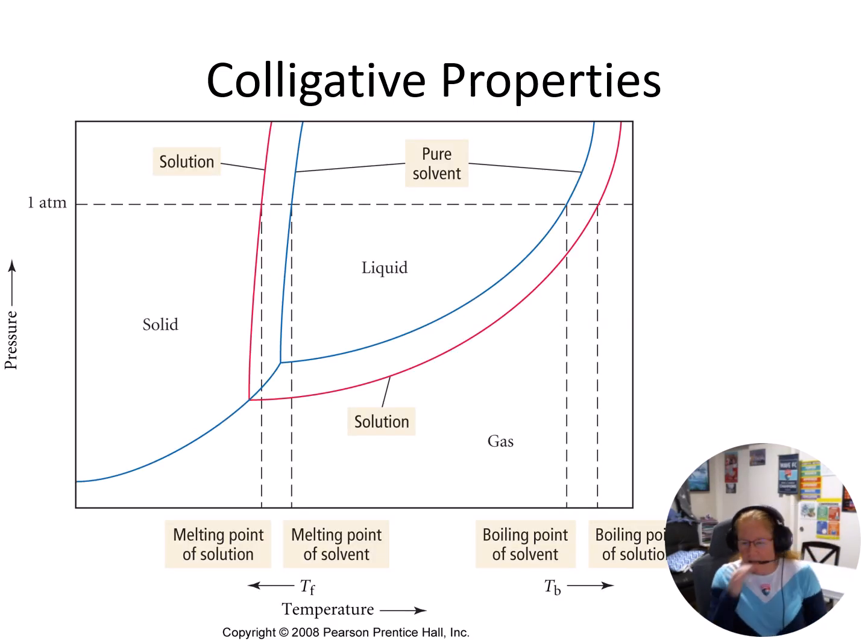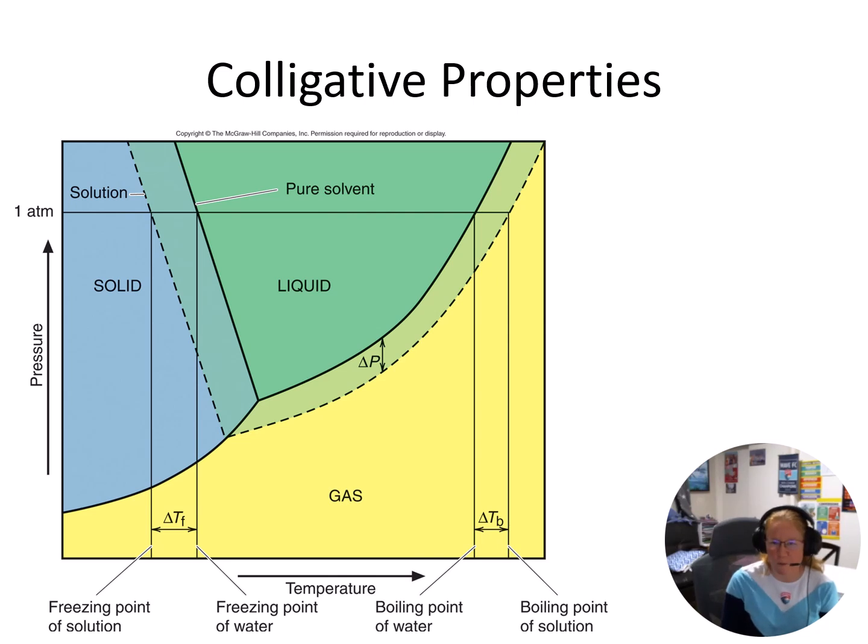All right, so if I look at a phase diagram, I have my different regions. My blue line is my pure solvent, and my red line is what happens with the solution. And so you can see that our melting point goes down and our boiling point goes up. If I look at water, this is the phase diagram for water, right? The freezing point will go down and the boiling point will go up.